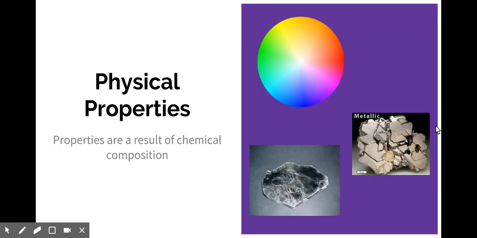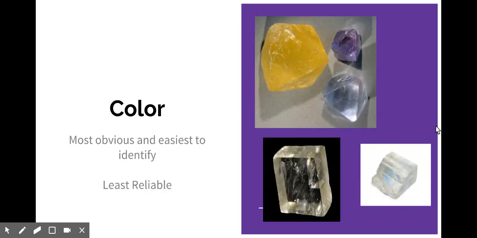So let's look at some of the physical properties. These are a result of a mineral's chemical composition, or again, what it's made of. So let's start with the very basic, easiest thing to identify as far as a physical property, and that's color. It's the most obvious, right? You can just pick up a mineral sample and see it, but it's also, unfortunately, the least reliable.